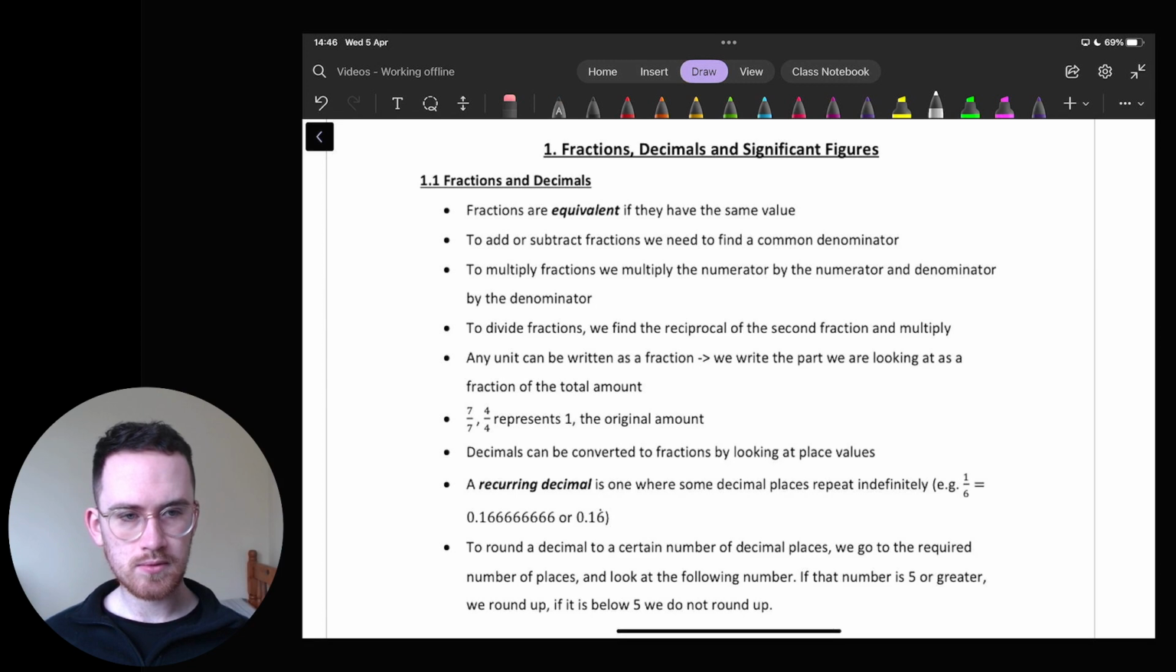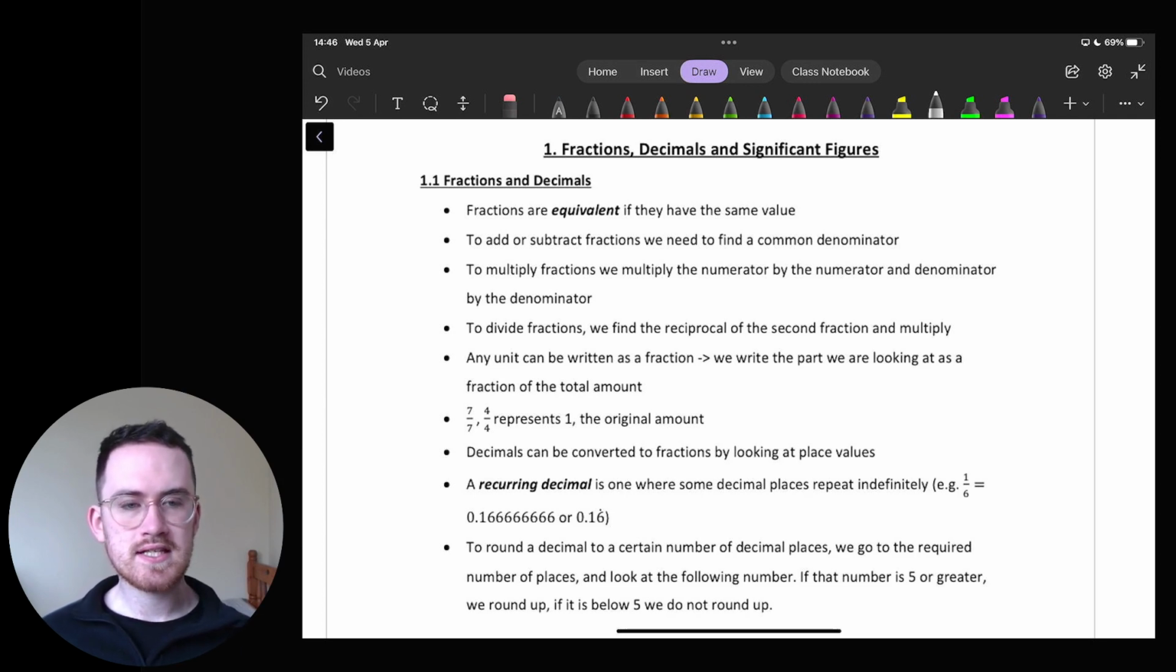Any unit can be written as a fraction. We write the part we're looking at as a fraction of the total amount. So if you get 50 out of 80 in a test, then you would write that as 50 over 80, or 5 over 8 if we break it down. 7 over 7 or 4 over 4 represents 1, which is generally the original amount. So that would be the total, or the full amount, or the original amount.